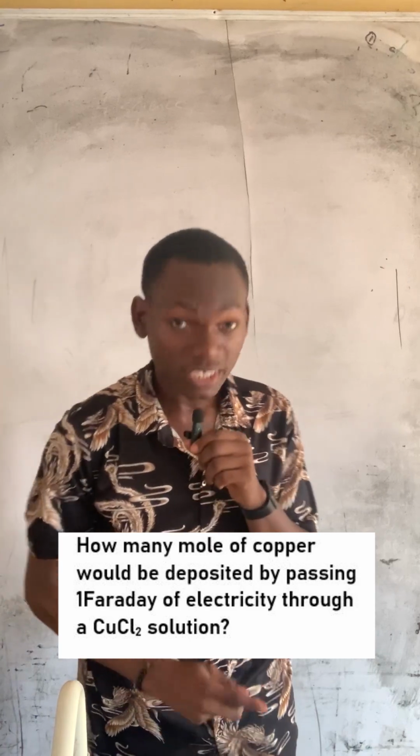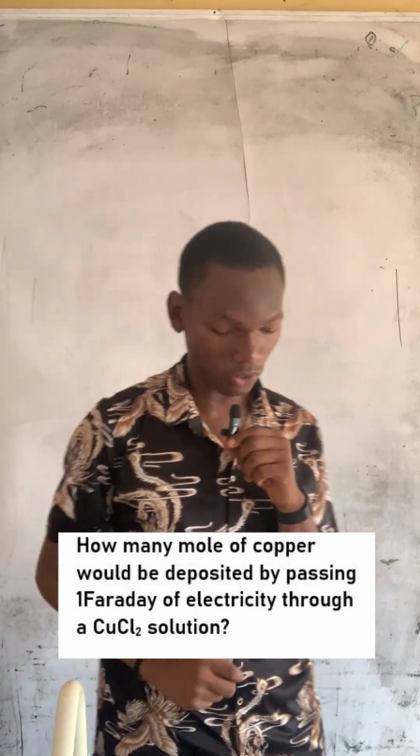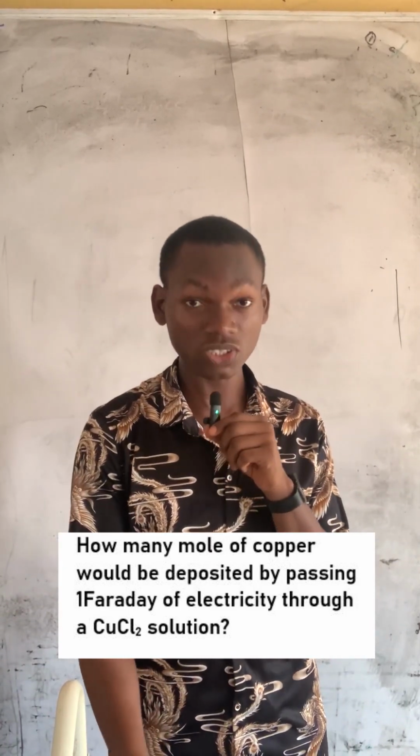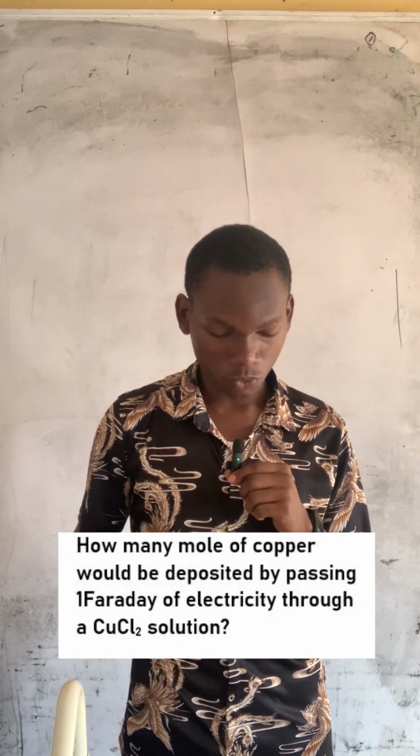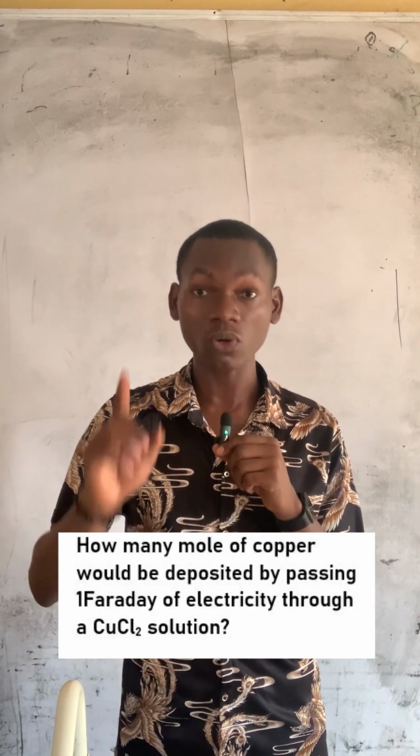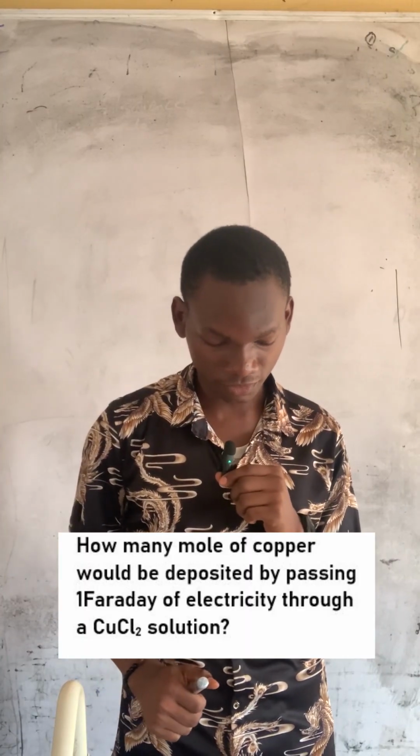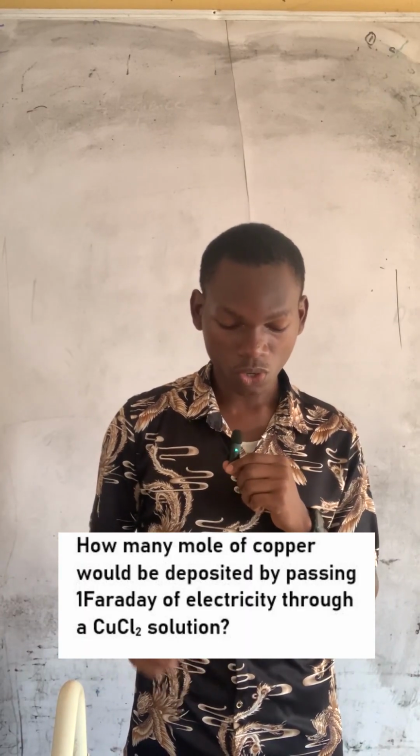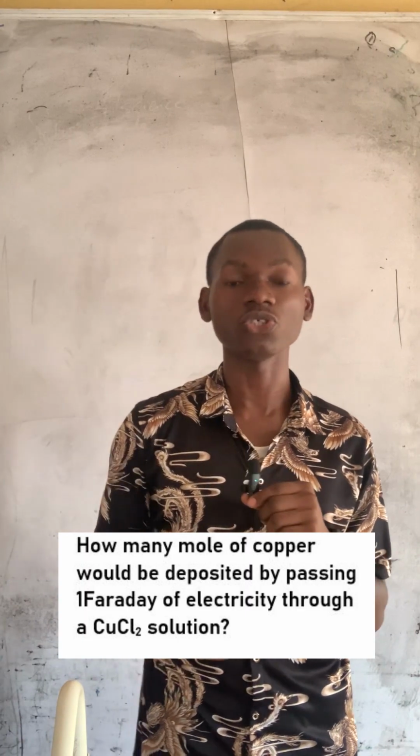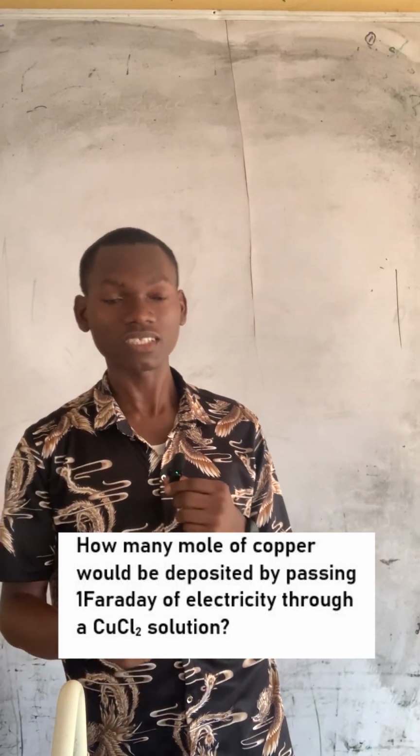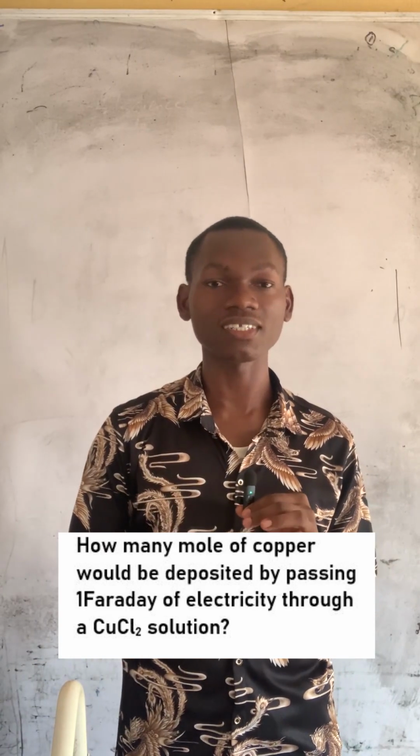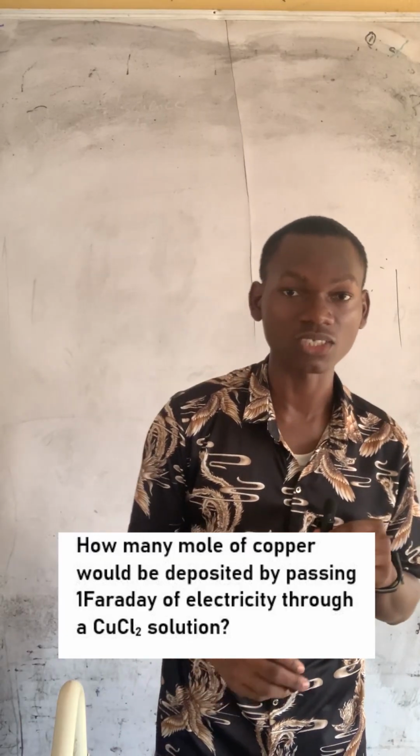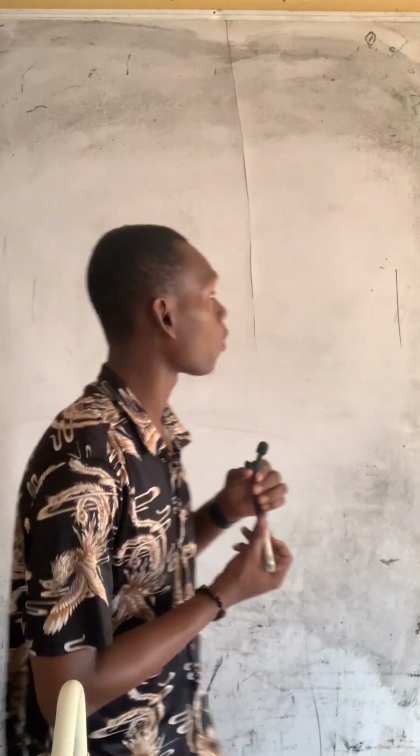All right, now let's look at the question we are asked for today. The question reads: how many moles of copper would be deposited by passing 1 Faraday of electricity through copper chloride solution? How many moles of copper will be deposited when we pass 1 Faraday of electricity through a particular salt, and the salt is copper chloride?